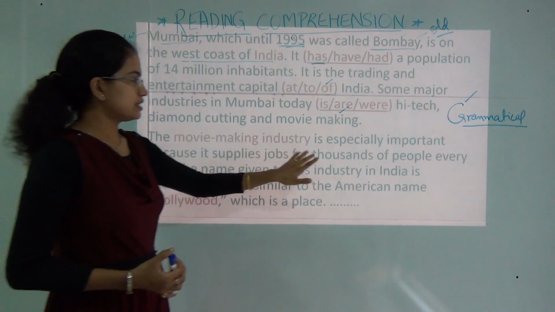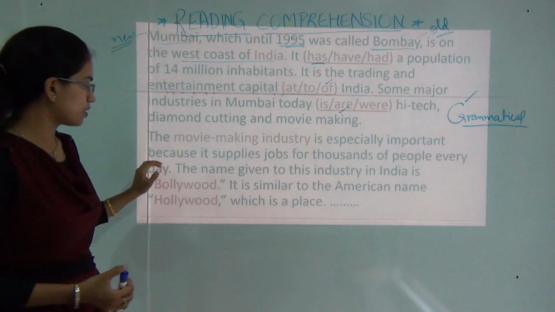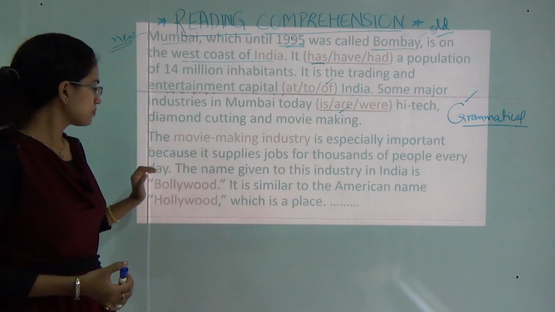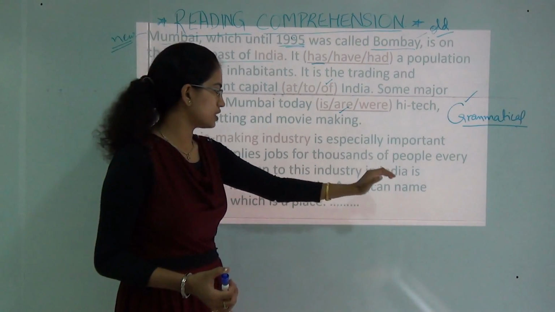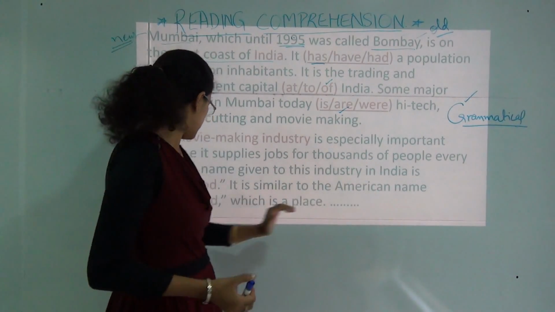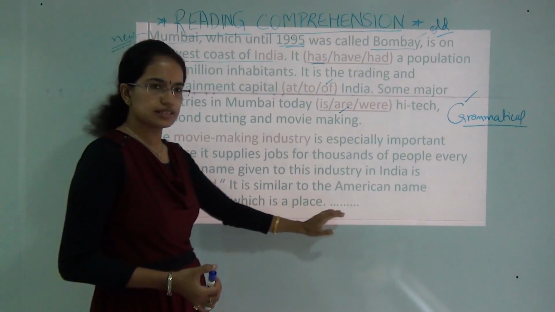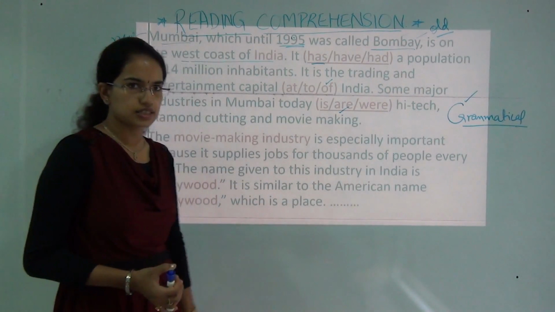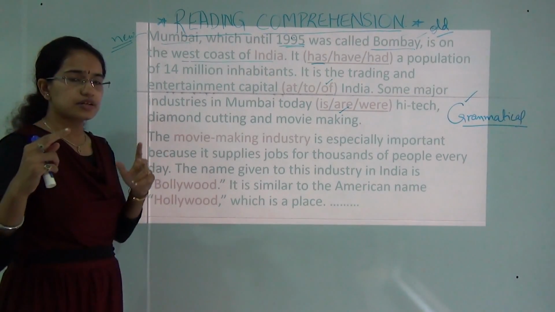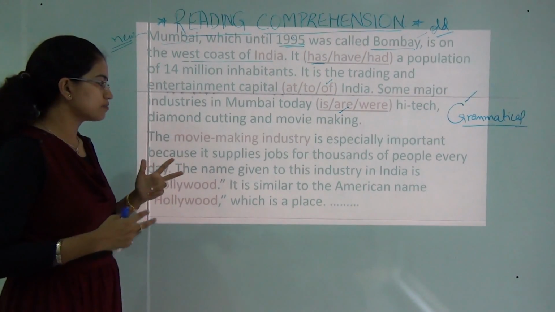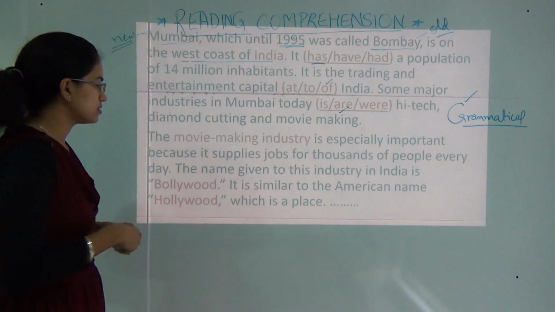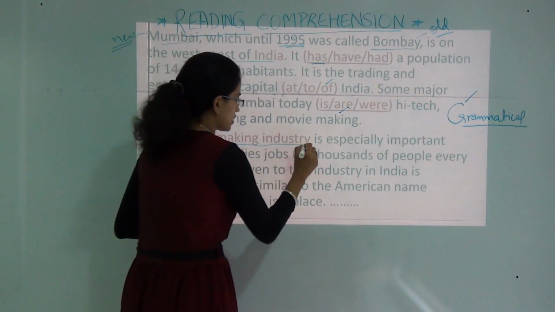The movie making industry is especially important because it supplies jobs for thousands of people every day. The name given to this industry in India is Bollywood. It is similar to the American name Hollywood, which is a place. And you have a passage continuity which is going on. Now here you have to connect the ideas. What is the name for the movie making industry in India?